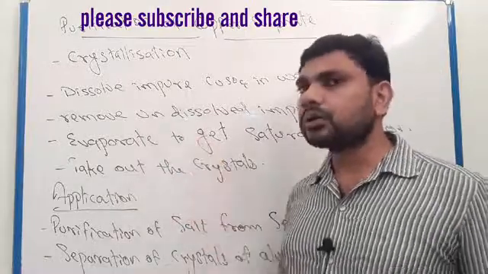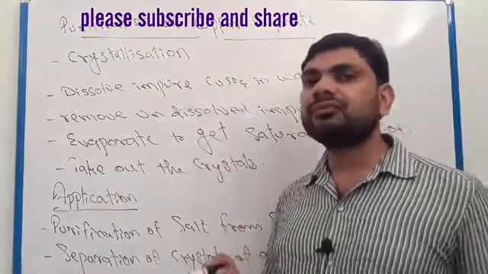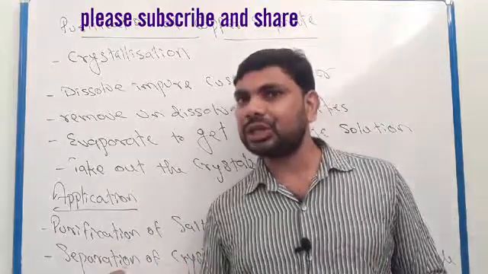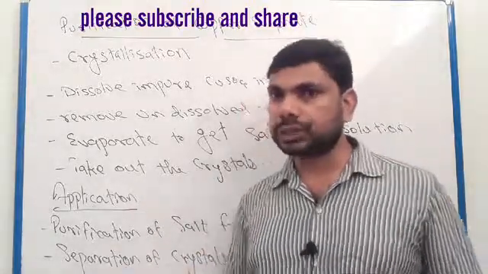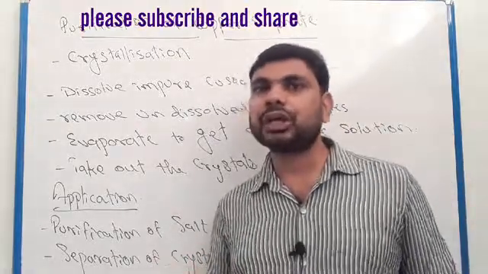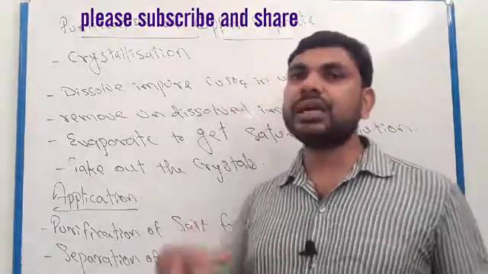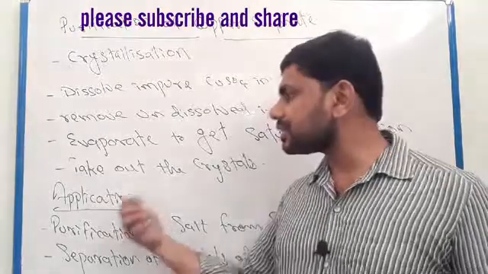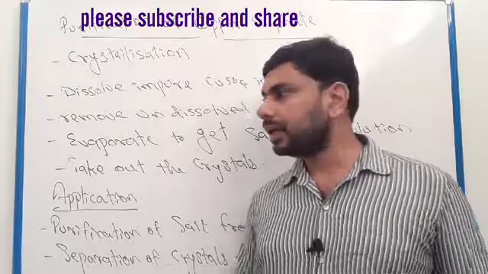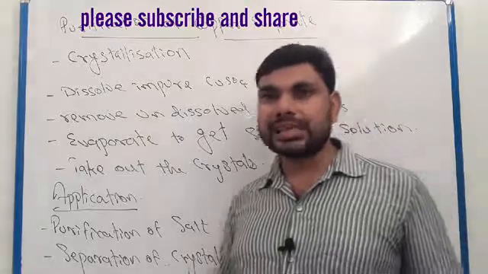Dissolve impure copper sulfate in water, remove undissolved impurities by filtration, and evaporate the filtrate to get a saturated solution. Then cool the saturated solution slowly at room temperature and we can see crystals of copper sulfate formed in the saturated solution. Take out these copper sulfate crystals by filtration. These are the different steps of crystallization.